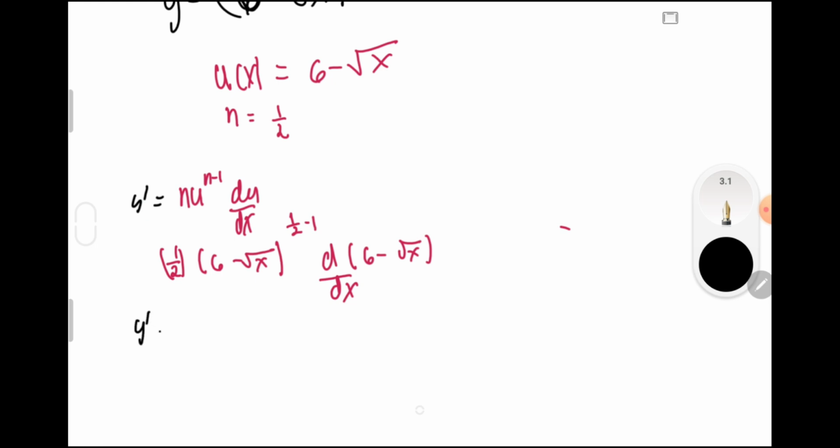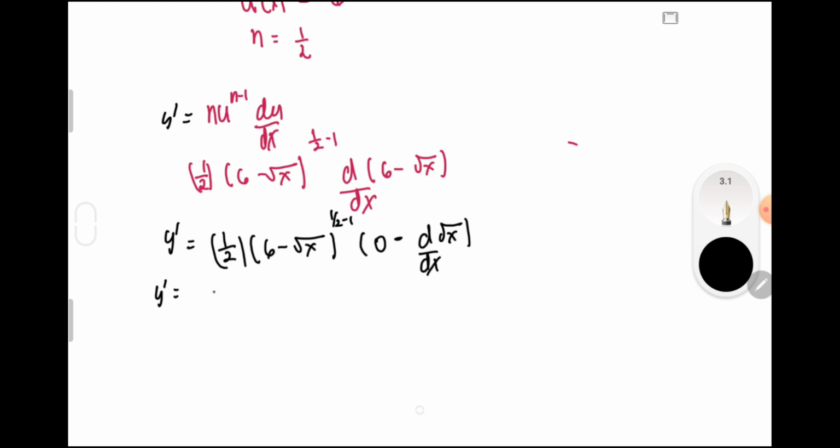So by further manipulation, y prime is equal to 1 half multiplied by (6 minus square root of x) raised to 1 half minus 1, multiplied by the derivative of 6, which is 0, minus the derivative of the square root of x with respect to x. So therefore, we'll have y prime is equal to 1 half multiplied by (6 minus the square root of x) raised to 1 half minus 1, which is negative 1 half, multiplied by negative 1, syempre negative yan.